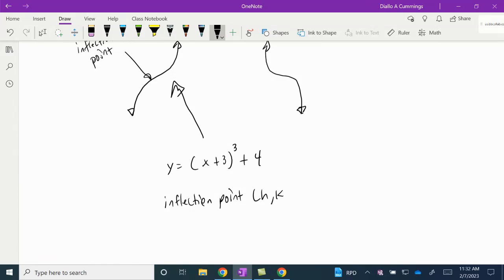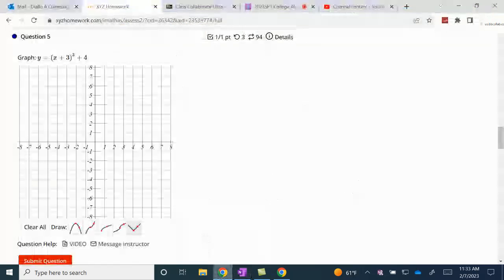This inflection point is found at the value h comma k. So keep in mind from the lecture on cubic functions and quadratic functions, the h variable will change sign. So the inflection point here would be negative 3 comma 4, which is the first point that we're going to use in our graph. If I go back to the question, I'm going to check the cubic function, and we're going to use that inflection point, which is negative 3 comma 4.